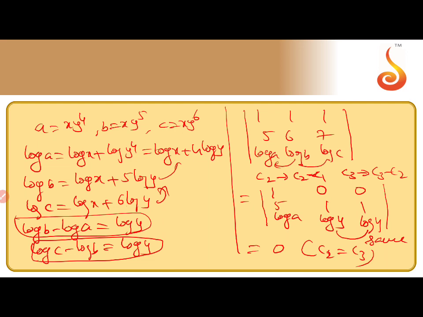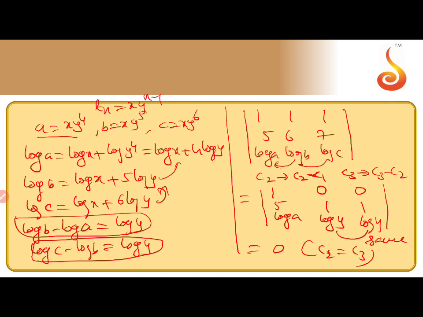I hope you understand this question. So a equals x into y power 4, b equals x into y power 5, c equals x into y power 6. What I am taking is Tn as x into y power n minus 1. They have given a as T5, b as T6, c as T7. Take the values and apply log for the first one.